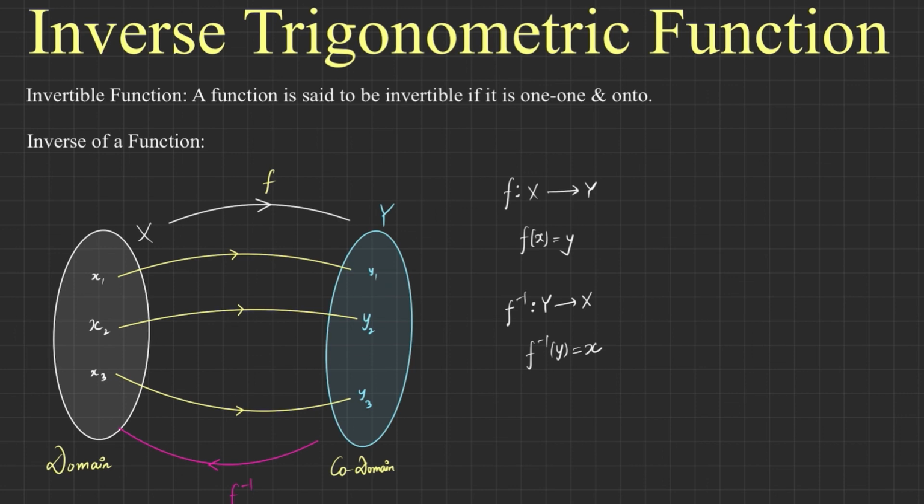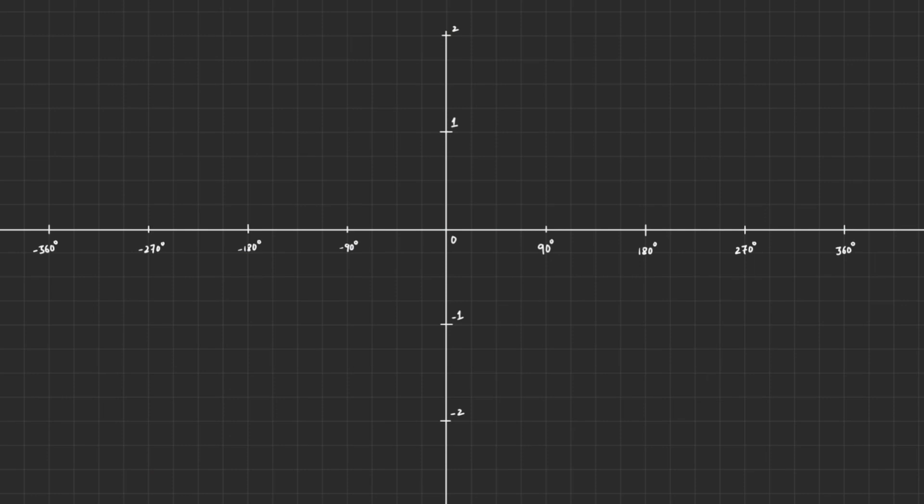So this is the thing. And one thing we should remember is that the function should be 1-1 and onto. Only then can we make the inverse of that function. Let me show you the sine function. Let me make a graph of y equals sine of x, and let me draw it freehand.